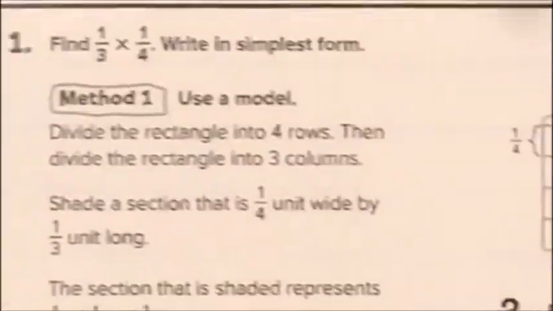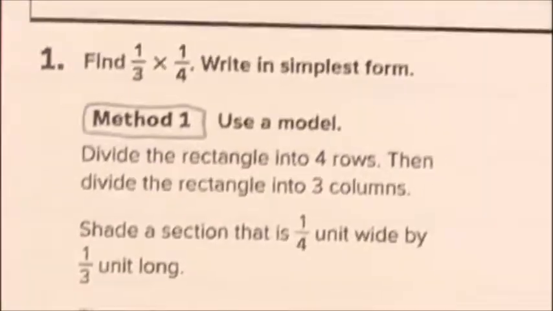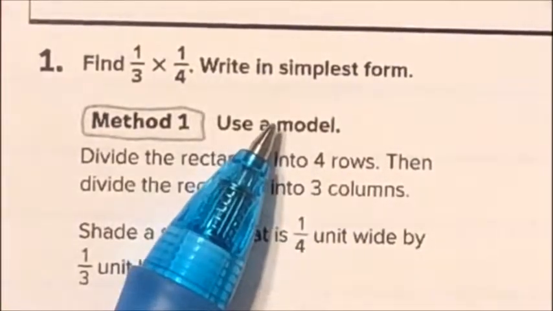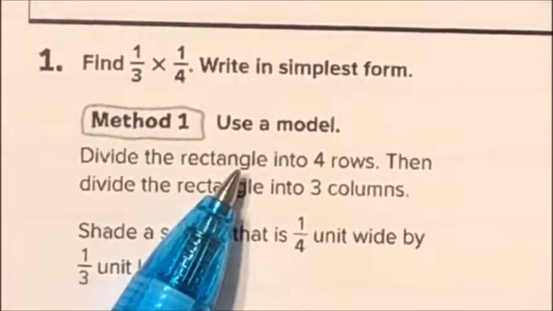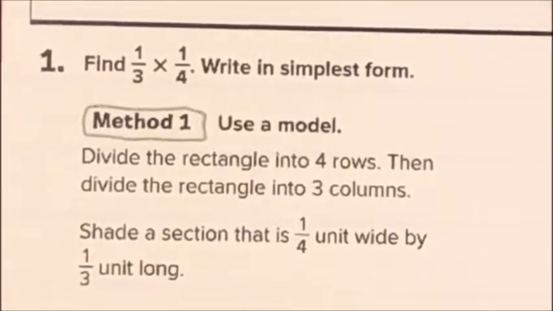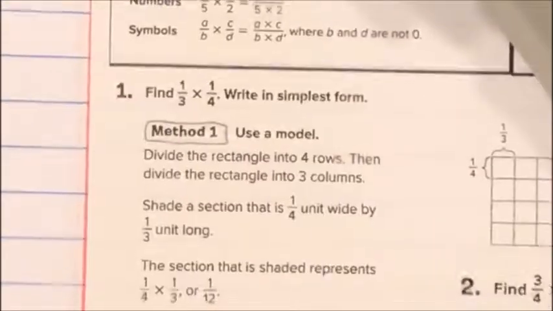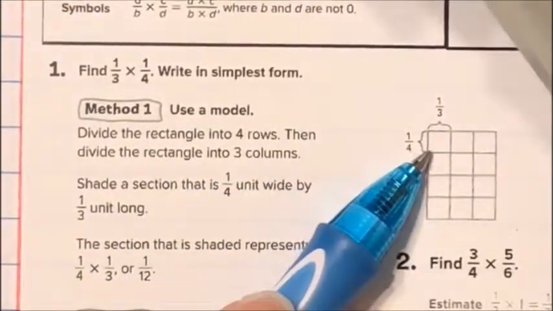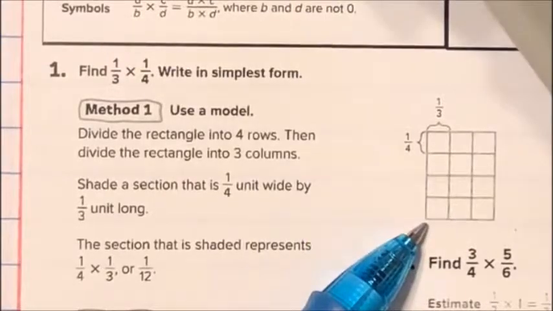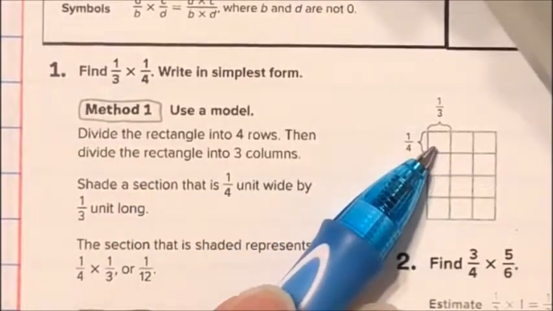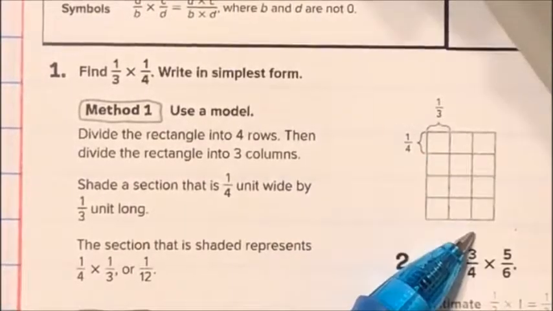So let's take a look at an example. Example number 1 says find 1/3 times 1/4. Write it in simplest form. So I can use a model. I divide the rectangle into 4 rows. So you can see my rectangle is divided into 4 rows, 1, 2, 3, 4. Then divide the rectangle into 3 columns, 1, 2, 3.